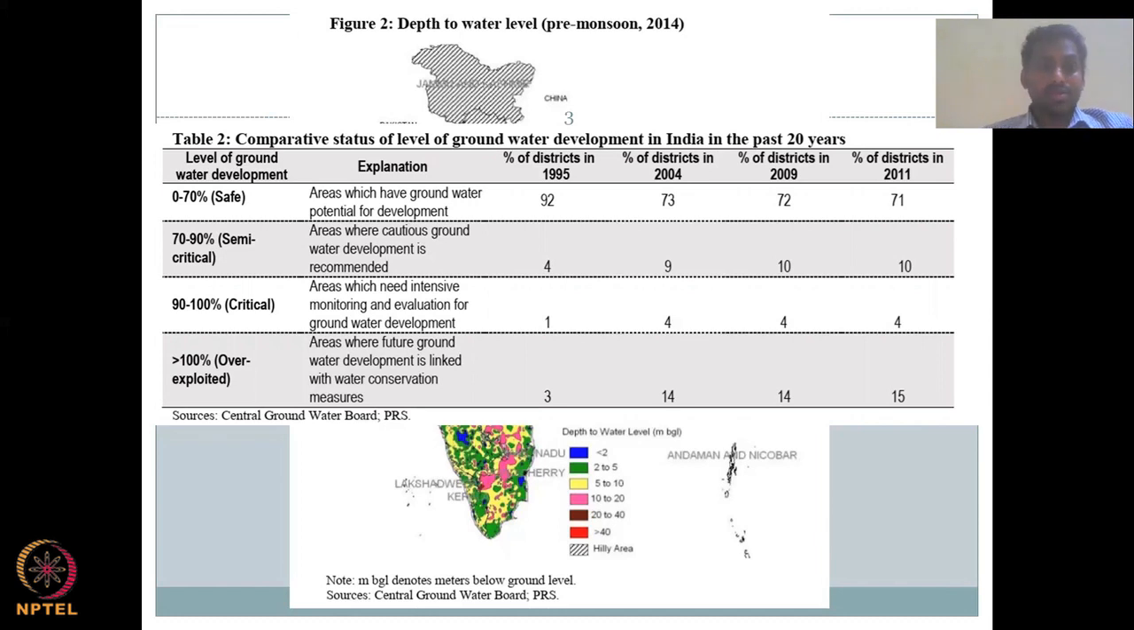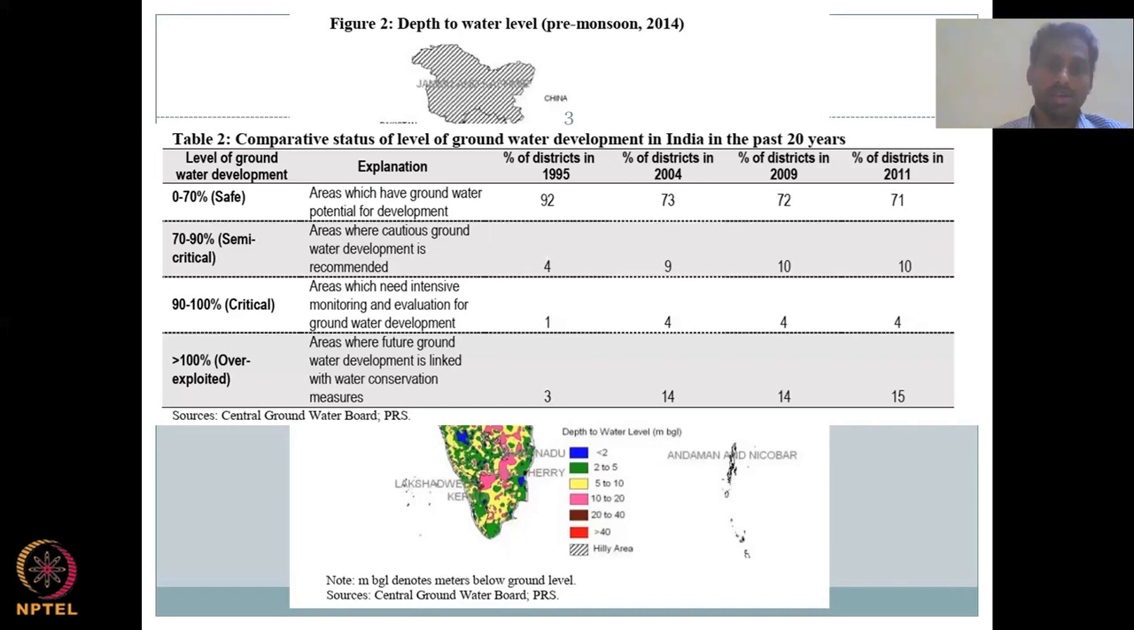So 0 to 70% areas have groundwater potential for development. So you still can extract more. And if you look across the years from 1995 to 2011, the percentage of districts in the past 20 years shows clearly that the safe level blocks and districts have come down. So 92 to 71.